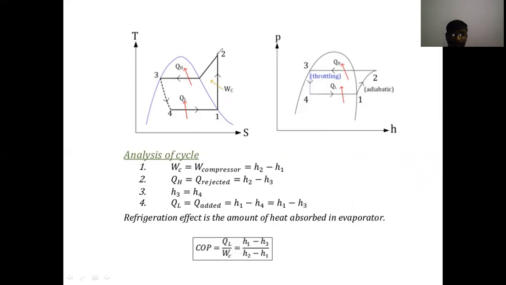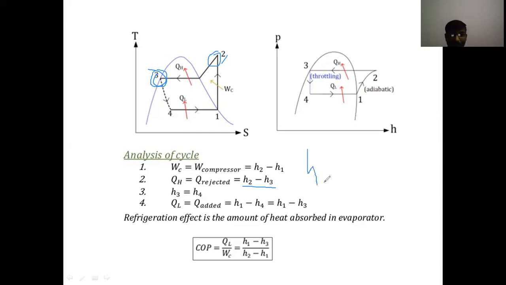Then coming to the QH during the process 2 to 3. What is the 2 to 3 process? It is a cooling and condensation process by rejecting the heat QH. The superheated vapor is converted into dry saturated liquid in this case. QH, the Q rejected, is equal to H2 minus H3. Here also we can write the formula in terms of enthalpies, H2 here, H3 here. Here no work transfer takes place, only heat transfer.